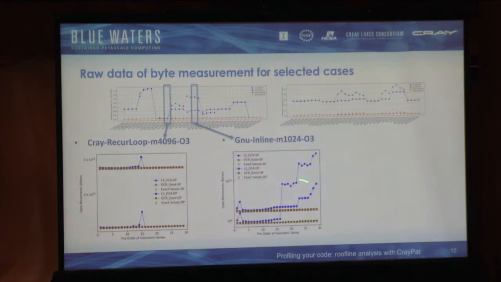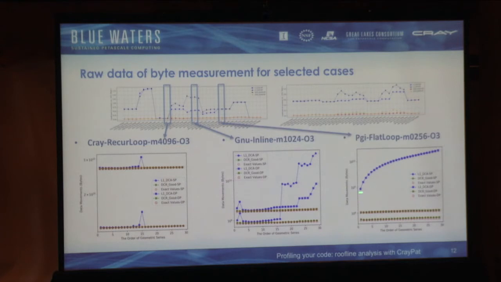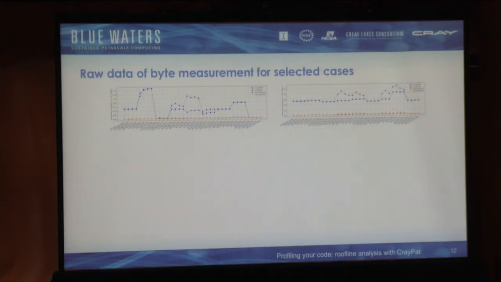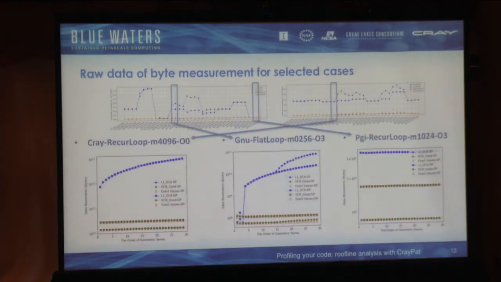But in the worst case, you can see the green and red show a very nice match, but the blue one shows very wrong data. In some cases, the blue can be totally off, and you can see that.